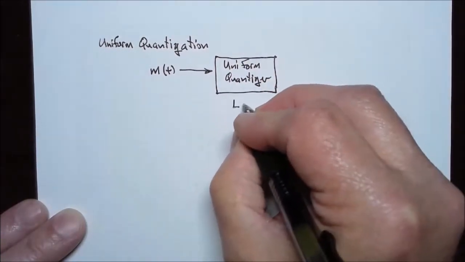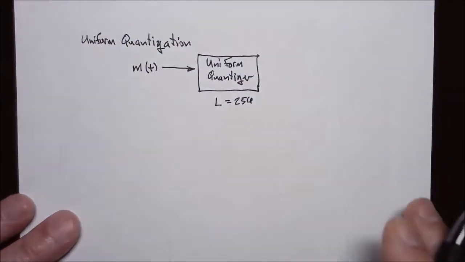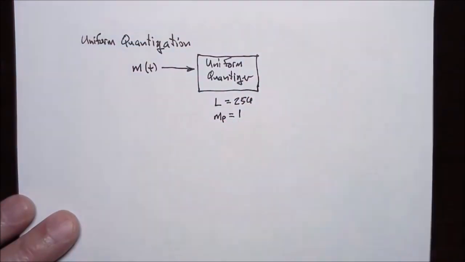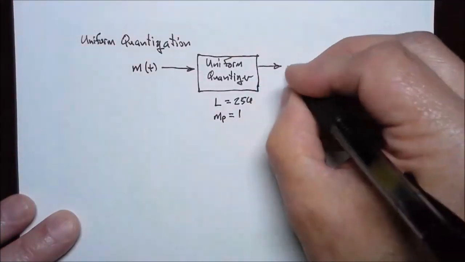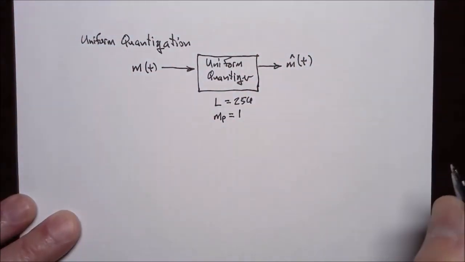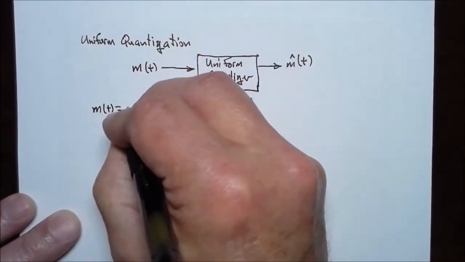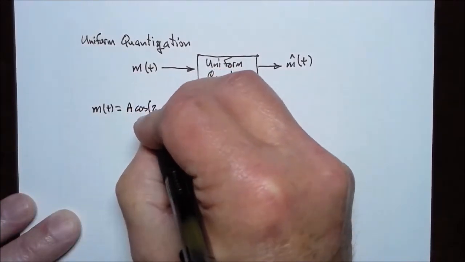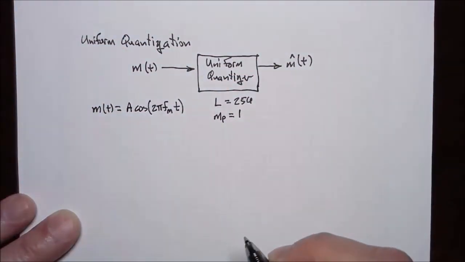Let's say the number of levels is equal to 256, and the peak range, let's say, is equal to 1. The signal that comes out is m hat of t. We'll let our message signal be a sinusoid, amplitude A times the cosine 2 pi some frequency times t.